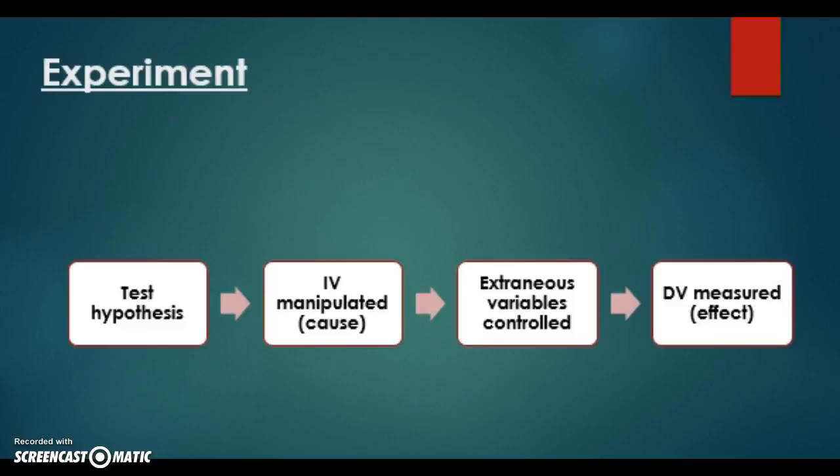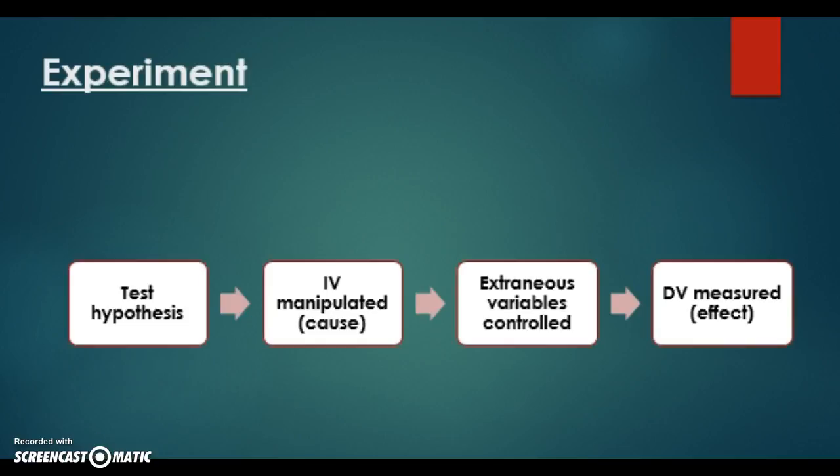And the last one is experiment. And this is the main method used by a scientist, and it's quantitative research. There's two important elements of this study. It's manipulation and control. The manipulation part is when the researcher purposely changes a factor, which is the independent variable, and this will affect the results.